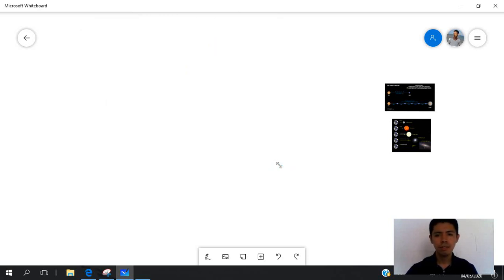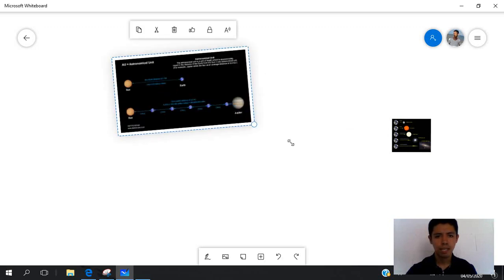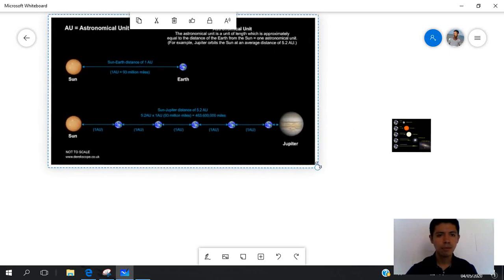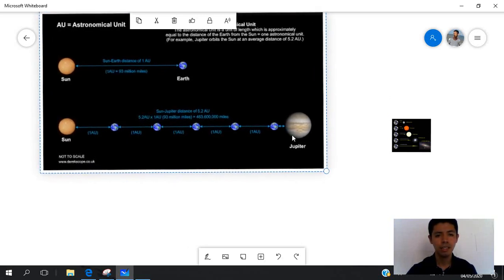Now, what about measurement of very long length? For example, to measure the distance between planets, we use the astronomical unit. There is 1 astronomical unit between the Sun and the Earth, but there are 5.2 astronomical units between the Sun and Jupiter.